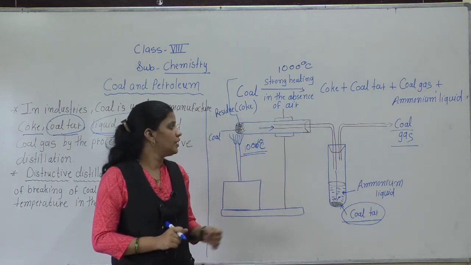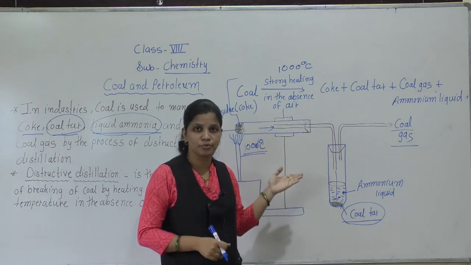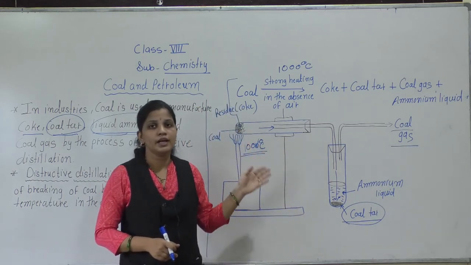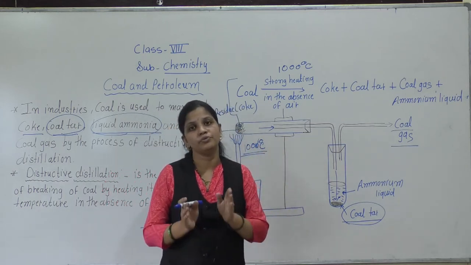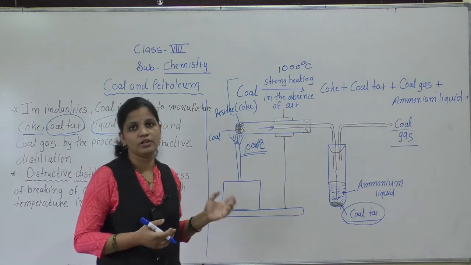And see here, I drew this diagram on the board, but even though the picture is shown here, you have to draw the same diagram in your chemistry notebook. Okay, and if you have any doubt regarding this point, you can contact me. So now in the next period we will see the uses of coke, coal tar, coal gas. Okay, in the next period we will see the uses of all these products.